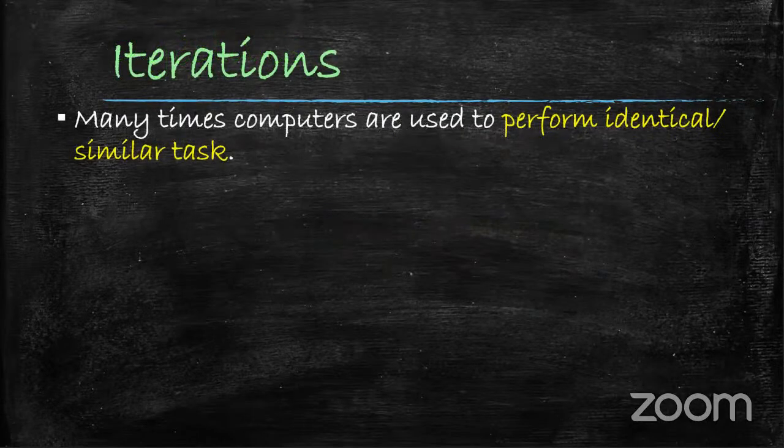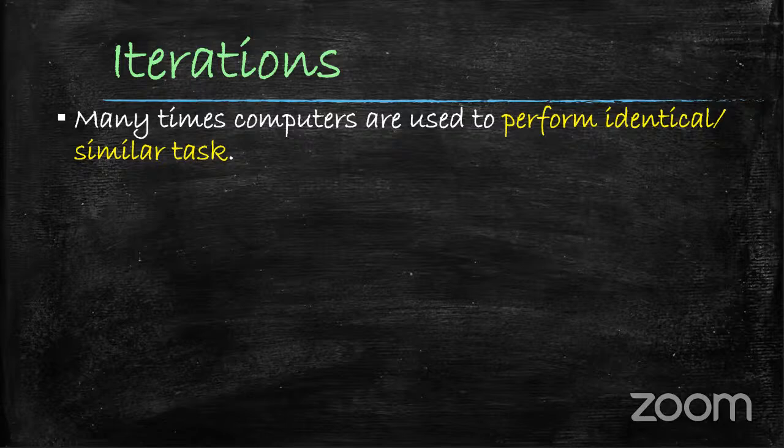Many times, so what are these loops or iterations? Many times computers are used to perform identical or similar tasks multiple times. Suppose you want to perform the same task multiple times, what will you do? There are two ways of doing that. One is that you write the code again and again. So suppose you want to perform a particular thing 10 times, you write the code 10 times, and the computer will do it. But the problem with that is the computer program becomes bulky, in the sense there is a lot of code.